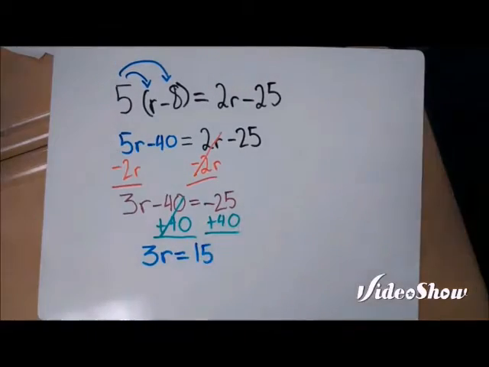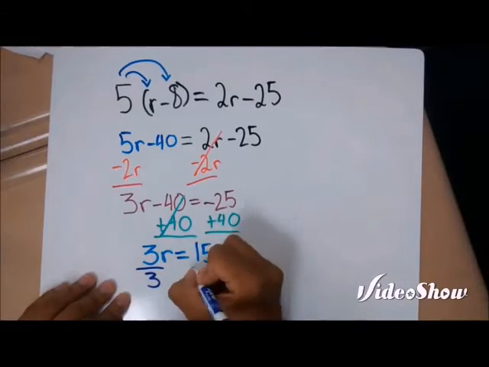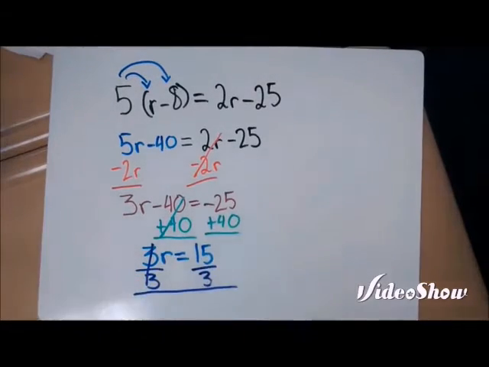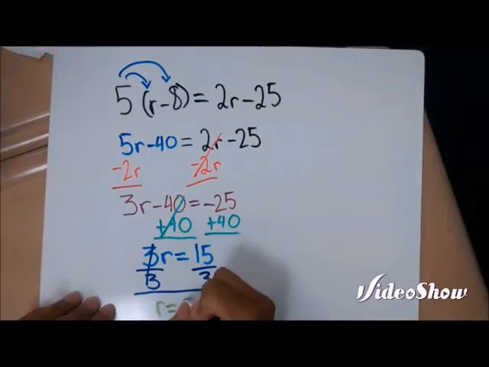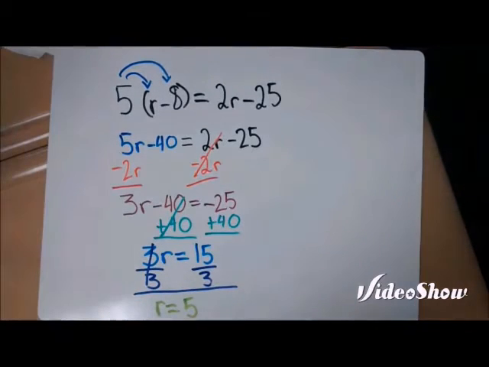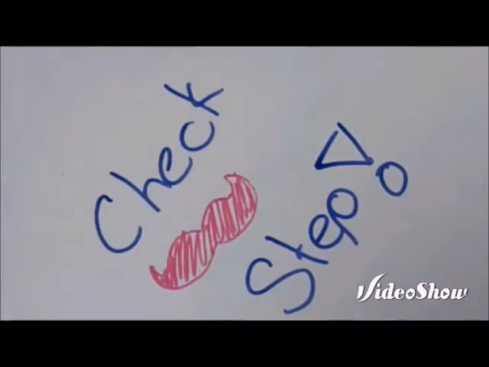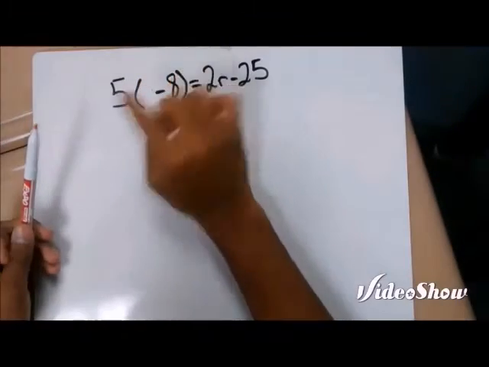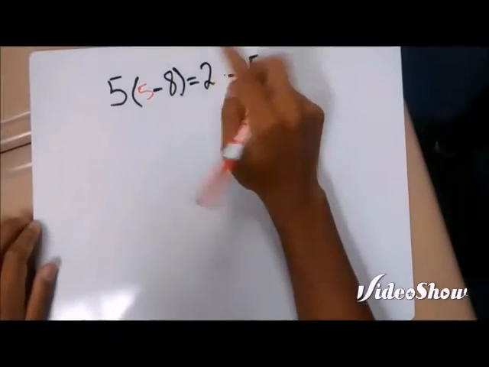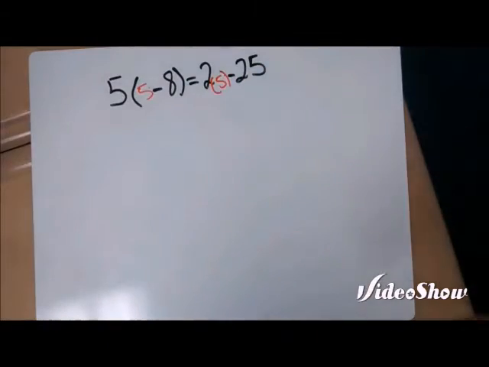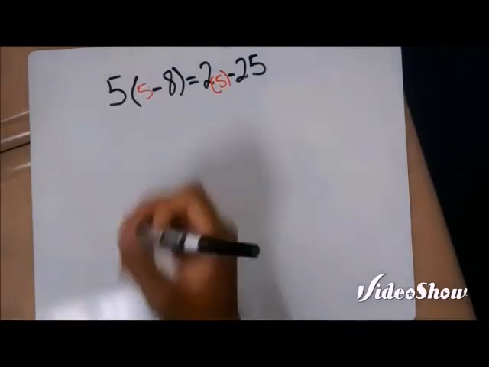Use the inverse operation of multiplication, divide both sides by 3, the 3's cancel out, and you end up with r equals 5. To do the check step, start by plugging in 5 wherever there is an r. After that, solve everything in the parentheses.